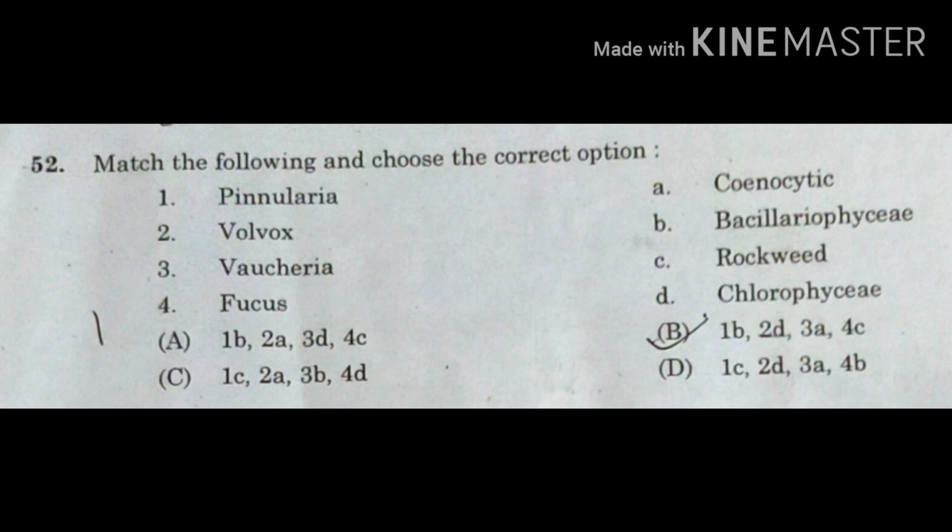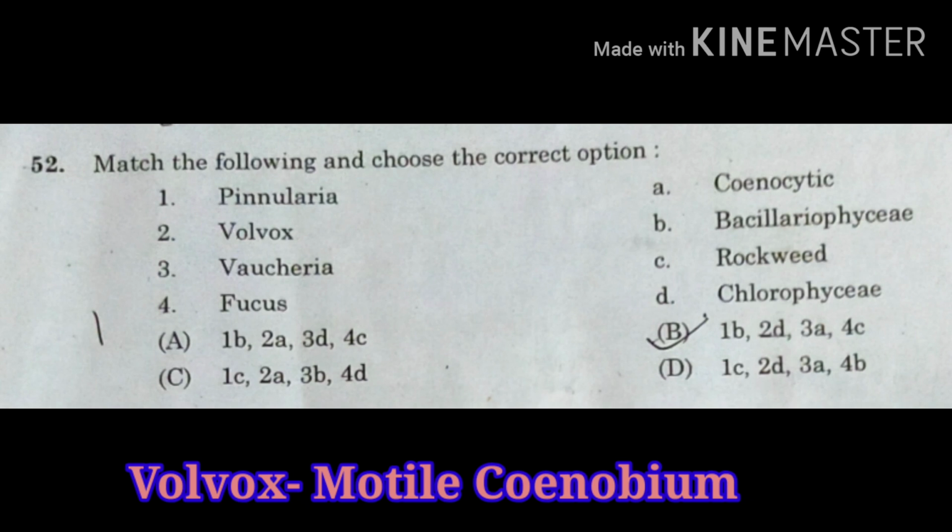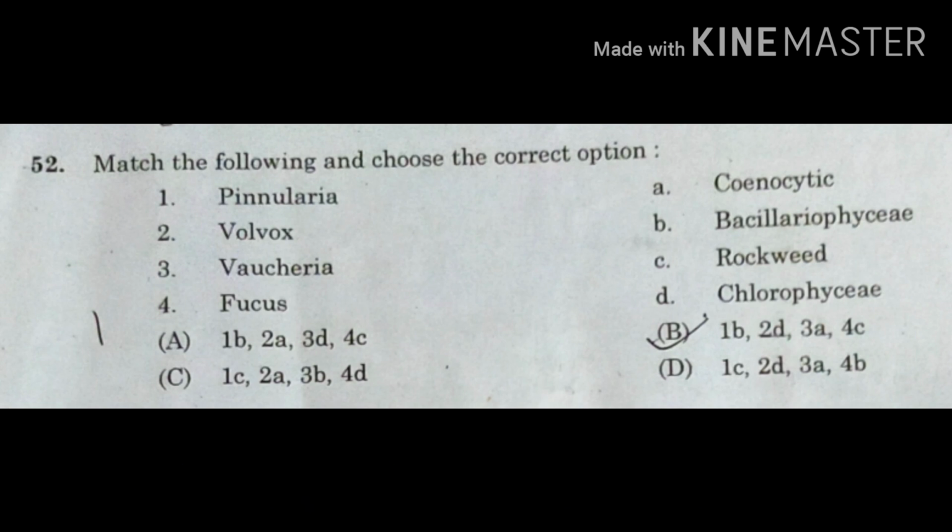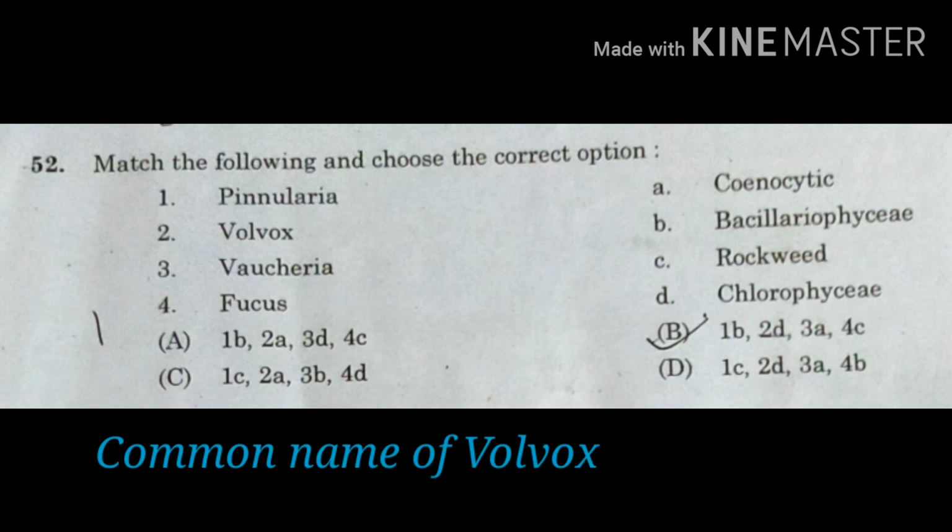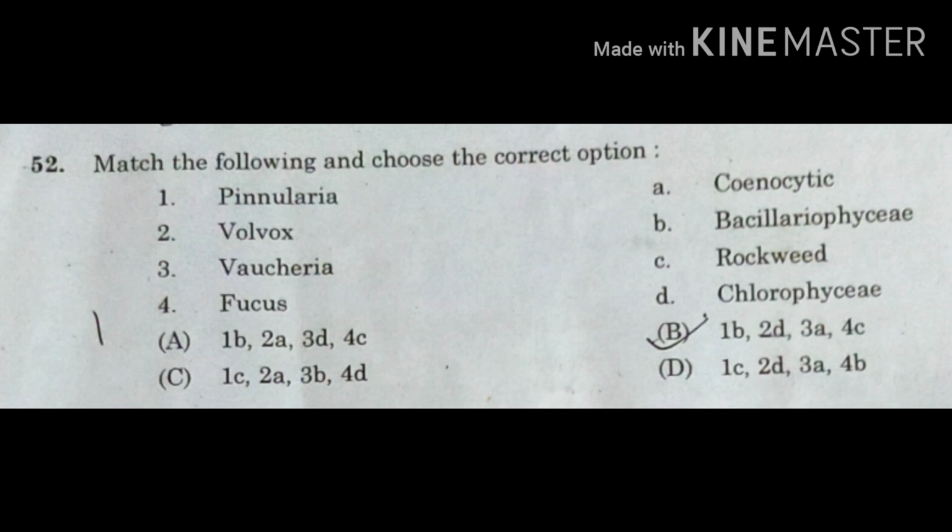Remember, it's very, very important. Volvox is a good example for coenobium. And Volvox can move from one region to another because they have flagella. Hence, Volvox is a motile coenobium. Remember, Volvox is a motile coenobium. Its motion is just like a rolling motion. Hence, the common name of Volvox is rolling alga. So here we can match Volvox with Chlorophyceae. That is, we can match 2 with D.